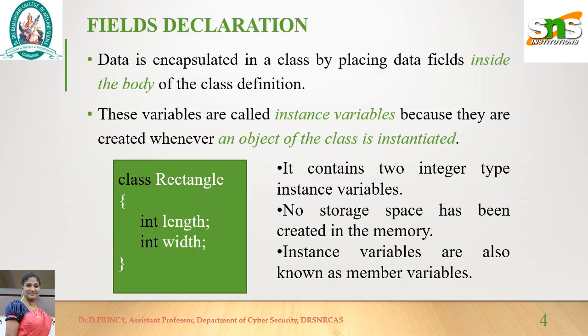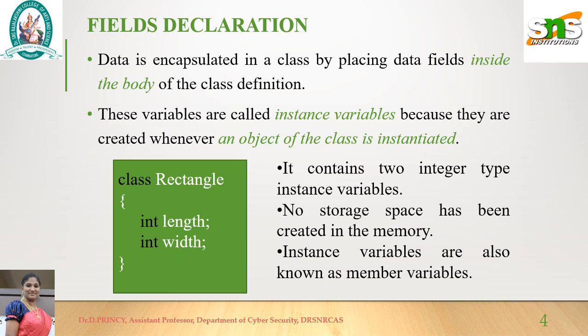Field declarations. A class contains field declarations and method declarations. Fields are nothing but the instance variables which are included in the class. These variables are called instance variables because they are created whenever an object of the class is instantiated. Suppose you are creating 5 objects of that class, there are 5 instance variables, with 5 different values assigned to those variables, so they are called instance variables.